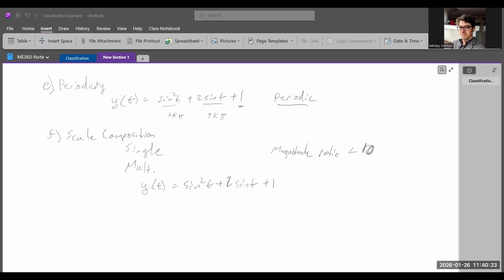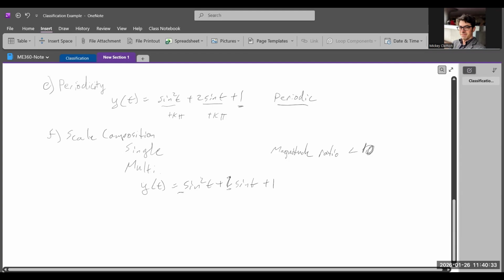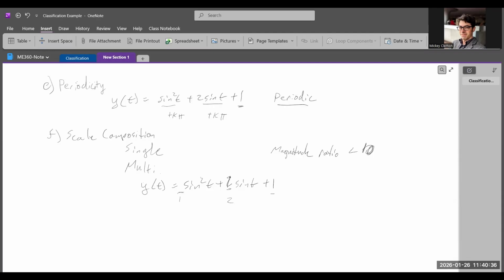So here we've got a magnitude of 1. Here we've got a magnitude of 2. Here we've got a magnitude of 1. But this isn't changing, so that really doesn't matter. So these magnitudes are the ratio of the maximum magnitude, so max mag over the minimum mag. Here is 2. This is less than 10, so I would call this single resolution or single scale.